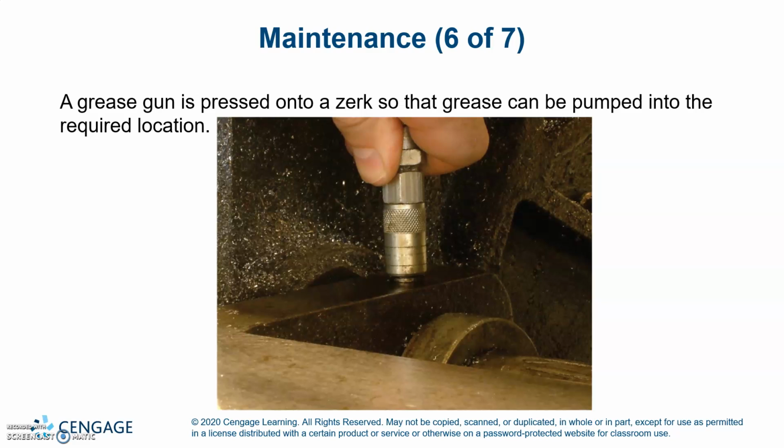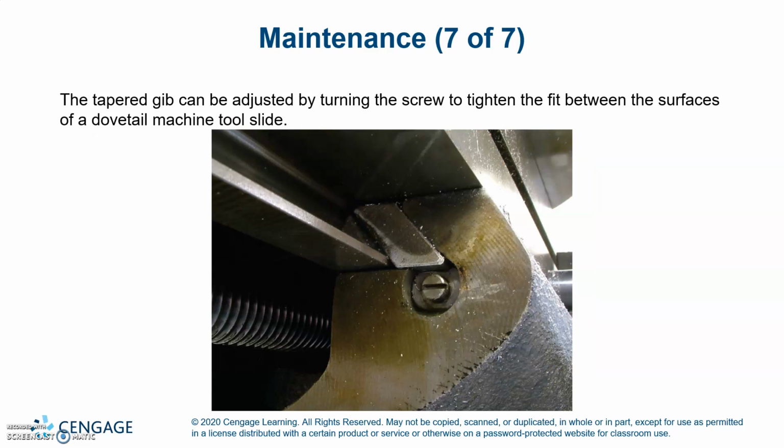A grease gun is pressed onto a zerk so that grease can be pumped into a required location. The tapered gib can be adjusted by turning the screw to tighten the fit between surfaces of a dovetail machine tool slide.